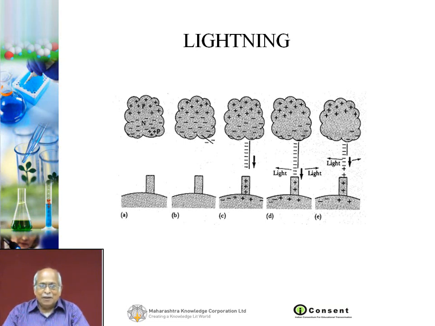Then in figure C, you also see induced positive charge on the earth. What is shown is maybe a building, maybe a tree, or some similar structure. So a huge positive charge will be induced in the earth. Now the potential difference between the negative charge at the lower end of the cloud and the positive charge of the earth is tremendously large, 100 million volts or more, 10 raised to 8 volts.